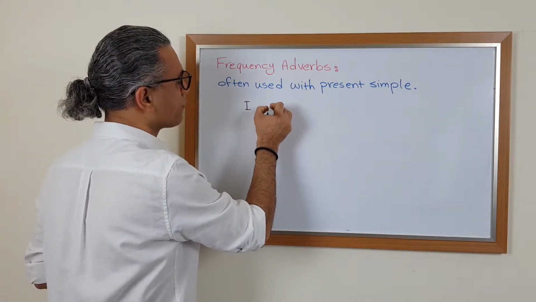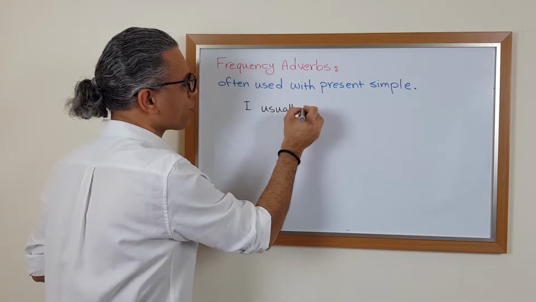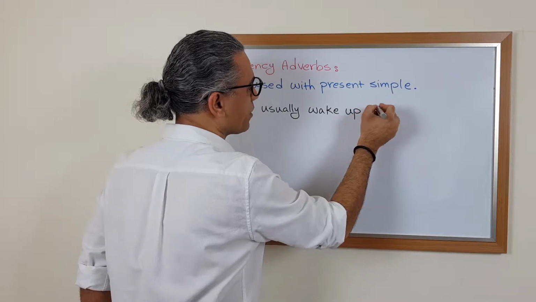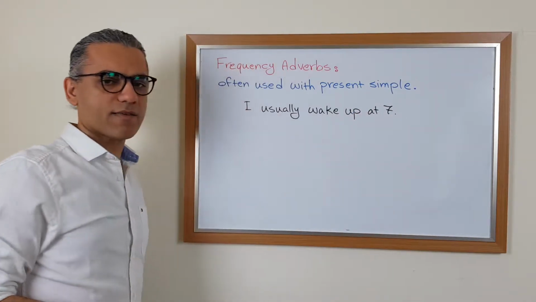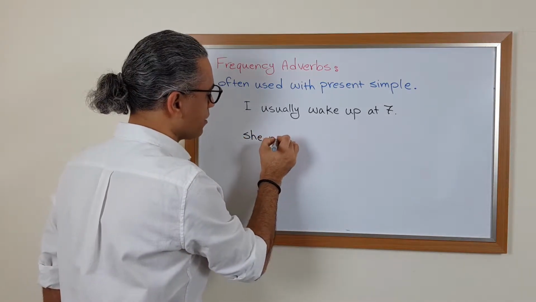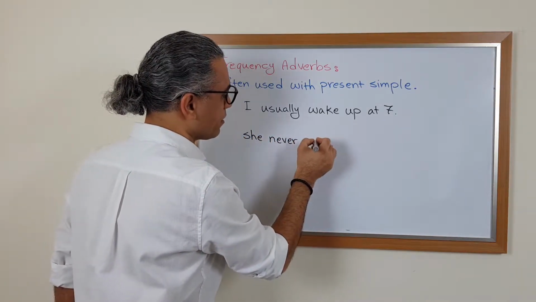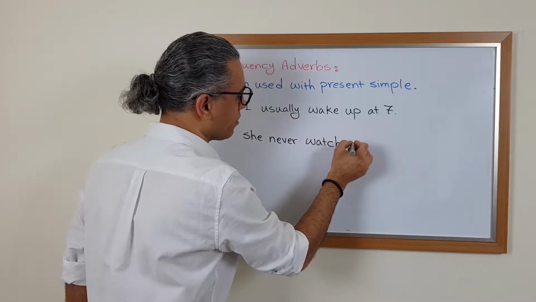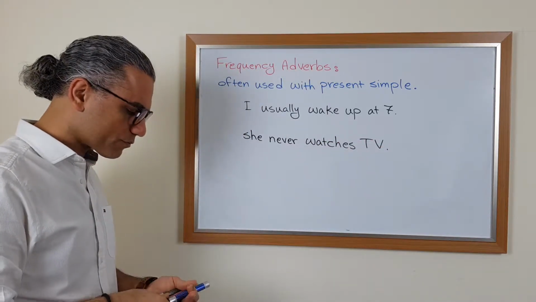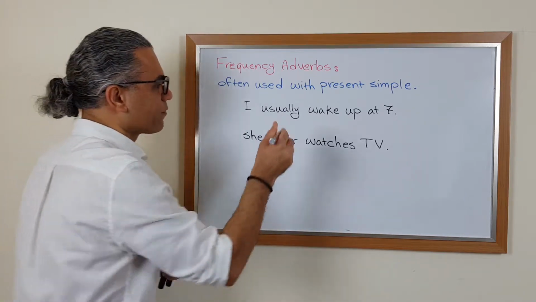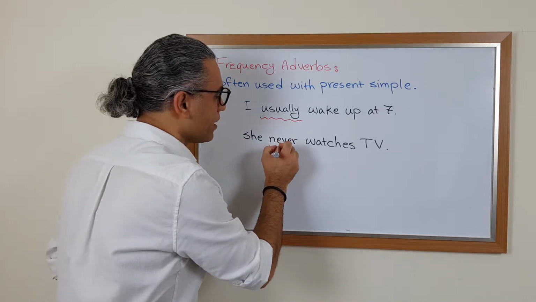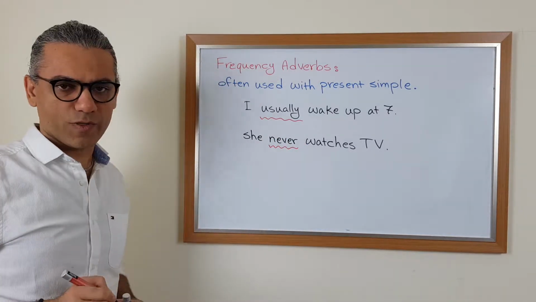I usually wake up at 7. Another example: she never watches TV. In these examples, usually is your frequency adverb in here, and never is another frequency adverb.